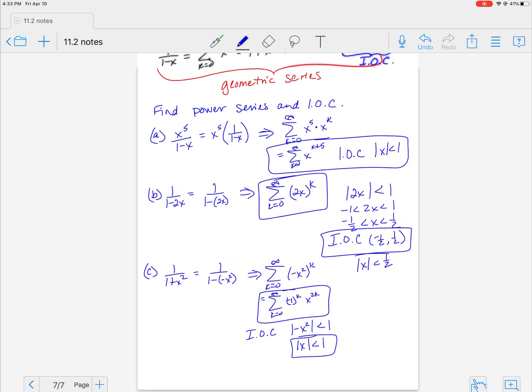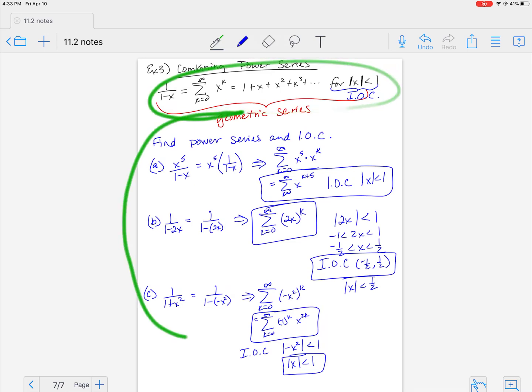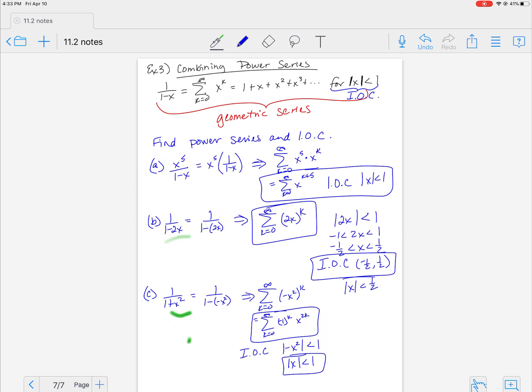All right, the big deal here on these is I'm giving you this series. This next section, we're going to prove why all this stuff is true. But for now, I'm giving you this series, and you're just manipulating it either by multiplying input and input, however that input happens. All right? Okay, good.